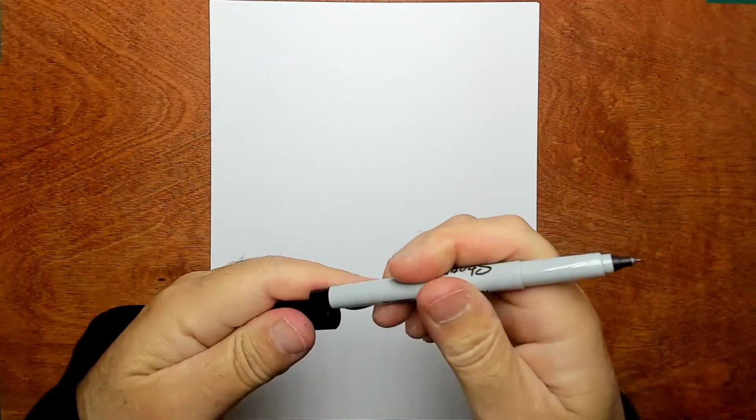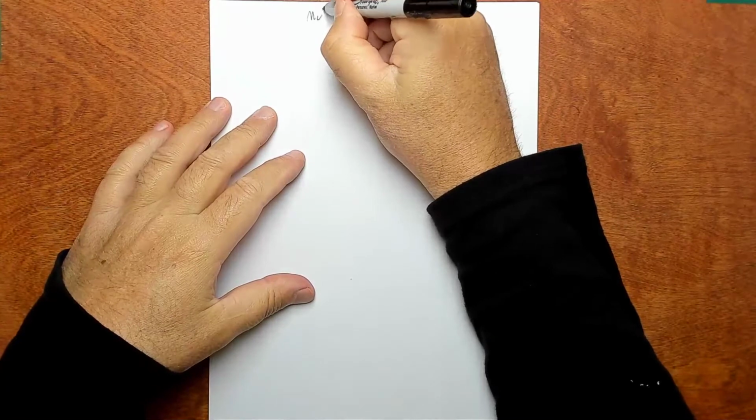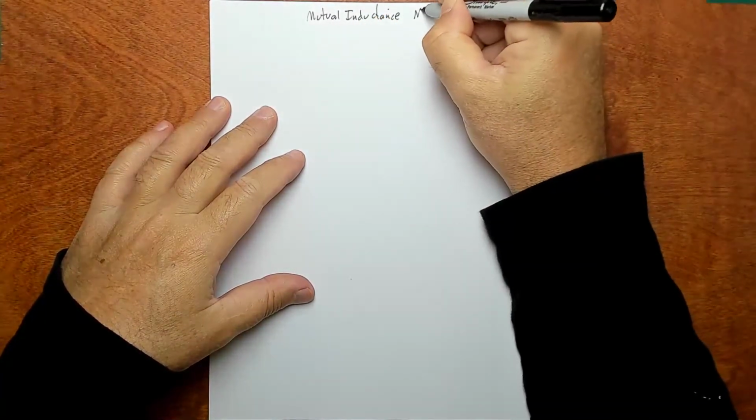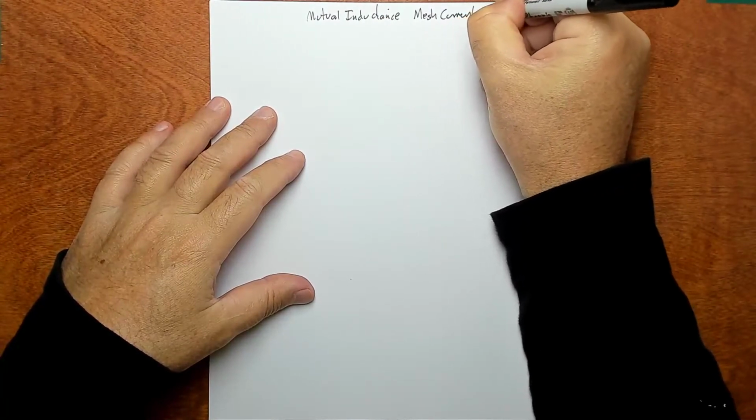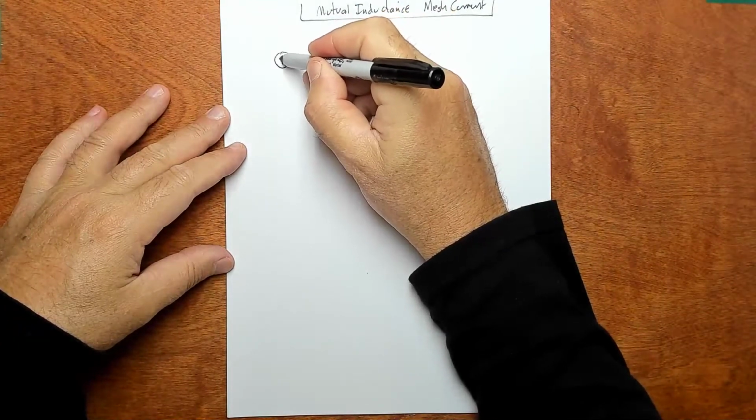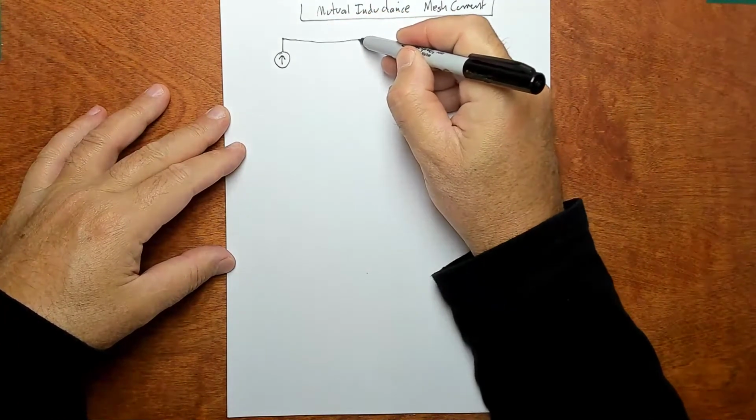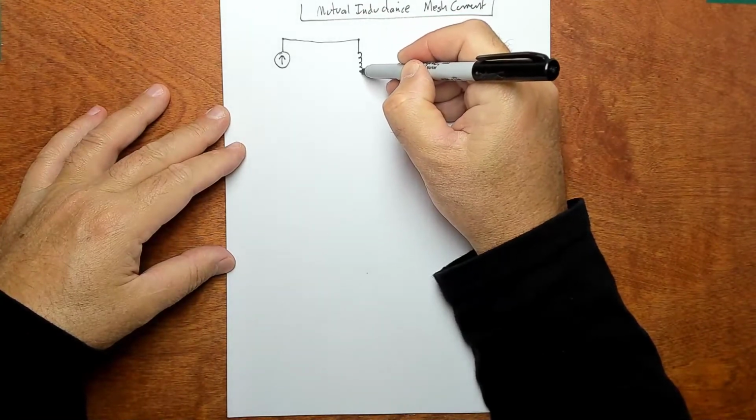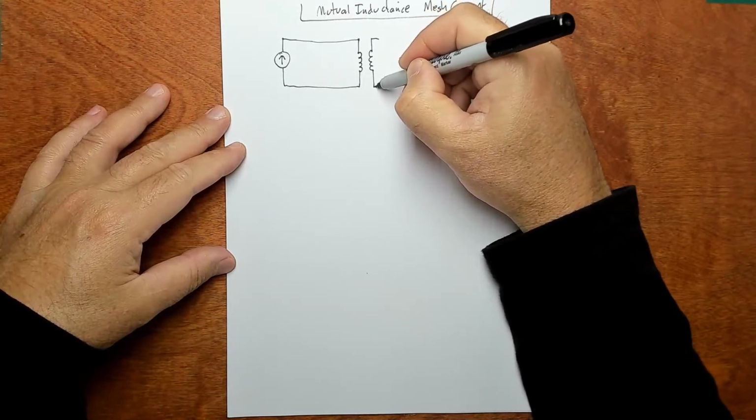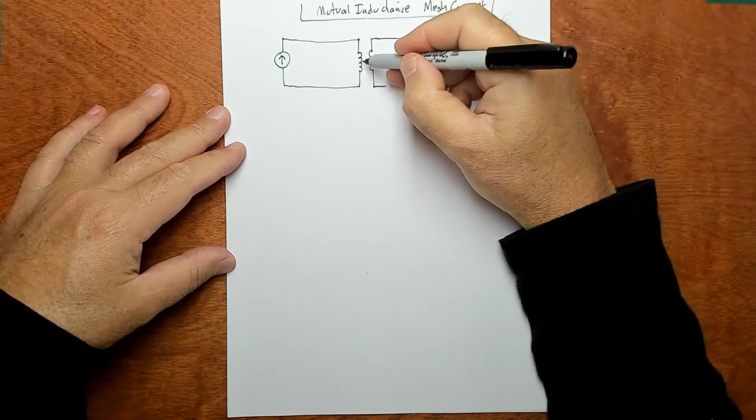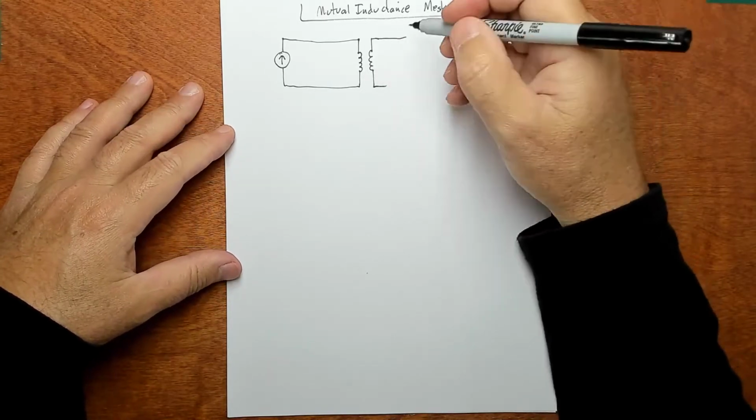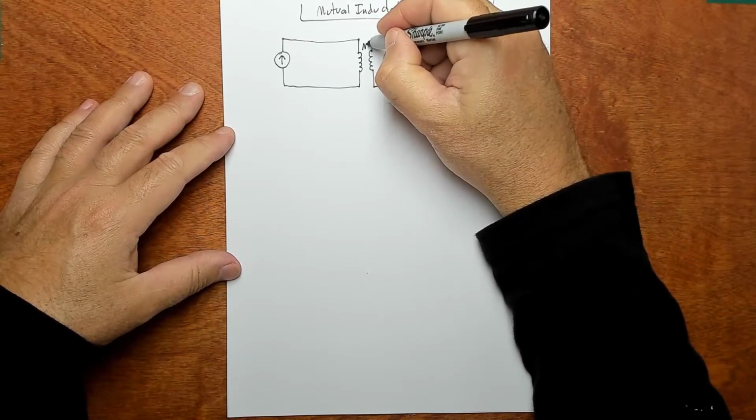Welcome back. Let's do a mutual inductance with mesh current. So here is our circuit. It's one of these guys going around connected to one of these guys, and then you've got another inductor in close proximity. So these are close enough to where the magnetic fields are going to affect each other, and there's going to be some mutual inductance M.